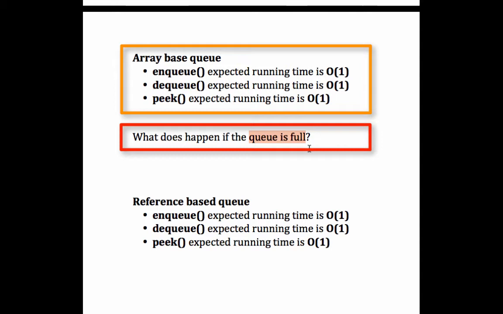I'm printing an error message saying the queue is full and I'm not allowing the user to enqueue any other elements in the data structure. The second option is the same as the one we discussed before. We change the size of the array.